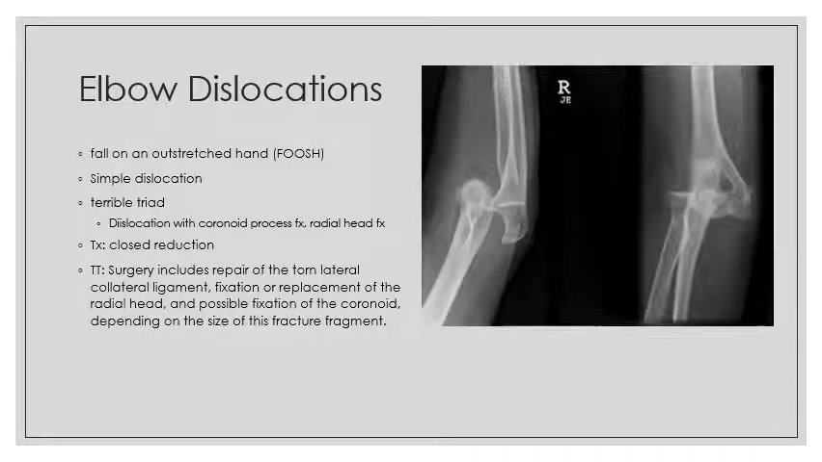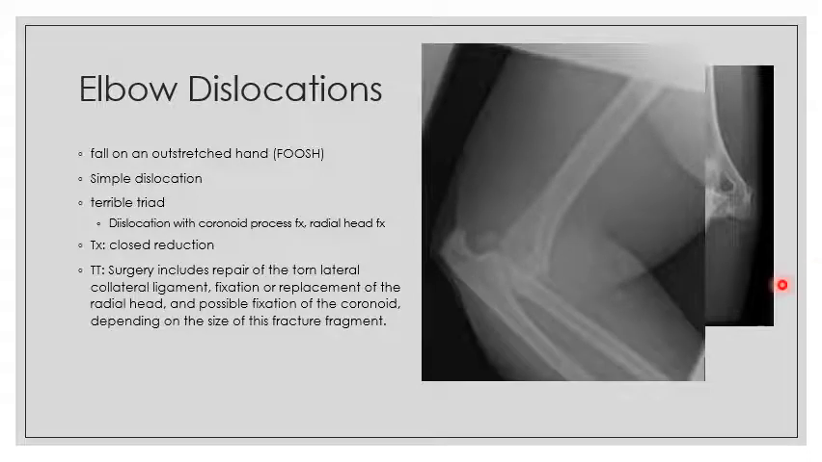Elbow dislocations basically result from a fall on an outstretched hand. So I need to do some clarification on your textbook. The terrible triad is basically a dislocation with a coronoid process fracture and a radial head fracture. That's the terrible triad of the elbow. Some would just be simple dislocations, the humerus coming out of your ulna with no fracture. But a terrible triad would look like this.